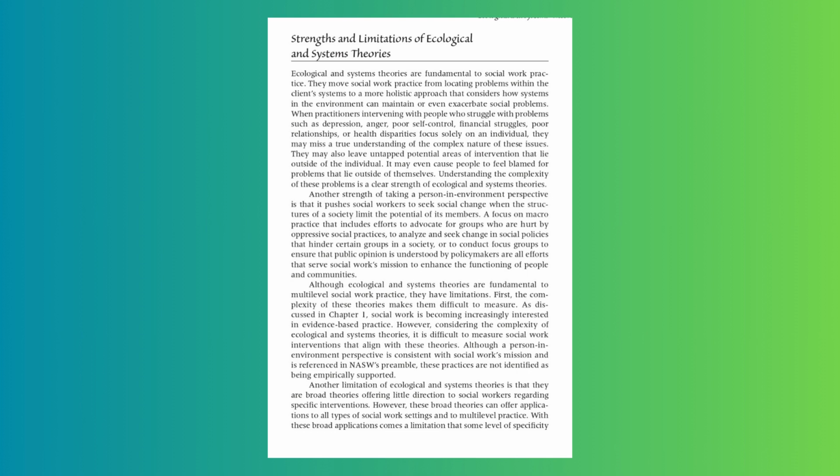When practitioners intervening with people who struggle with problems such as depression, anger, poor self-control, financial struggles, poor relationships, or health disparities focus solely on an individual, they may miss a true understanding of the complex nature of these issues. They may also leave untapped potential areas of intervention that lie outside of the individual. It may even cause people to feel blamed for problems that lie outside of themselves. Understanding the complexity of these problems is a clear strength of ecological and systems theory.